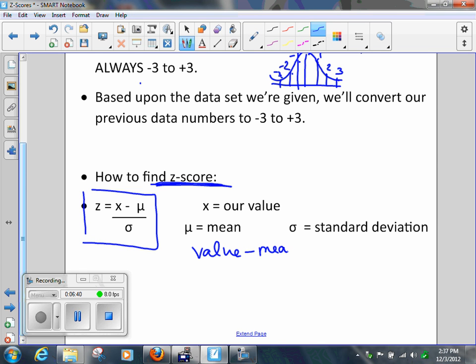Take away the mean or the average, divided by the standard deviation. Typically, all of that information is given to you, but that's what all these Greek letters mean right here, okay? Hit pause if you need to.